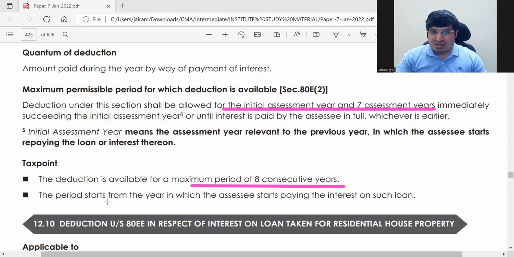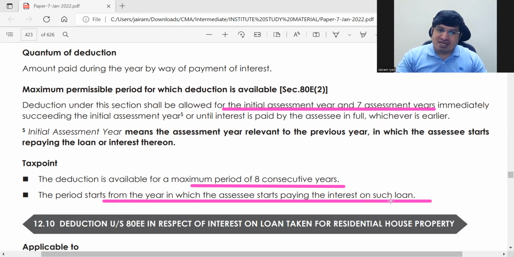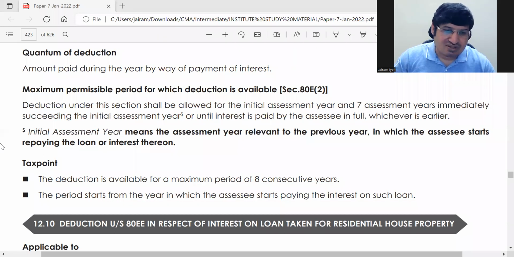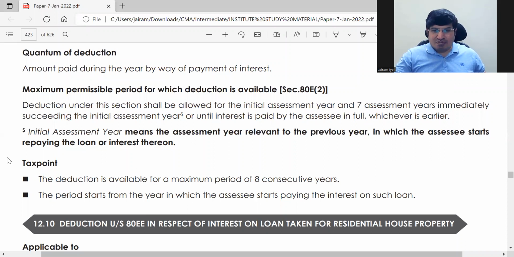Period starts from the year when the assessee starts paying interest on such loan. When it starts paying interest, from there the period starts basically. Right? So here it is just this much. Here total 8 years you have to repay in 8 years, and the first year will be when you actually start paying that interest. So that's all about 80E. It's quite simple.